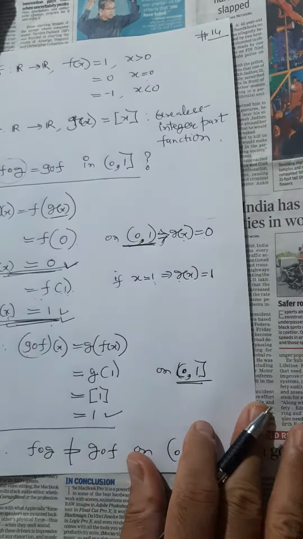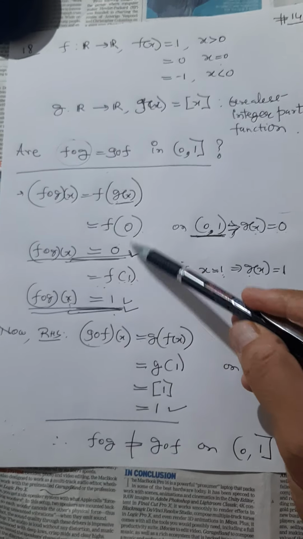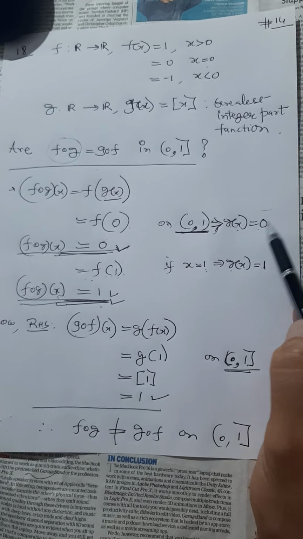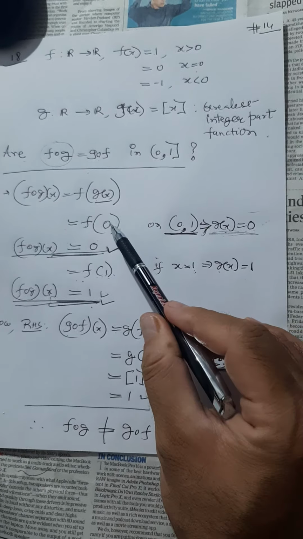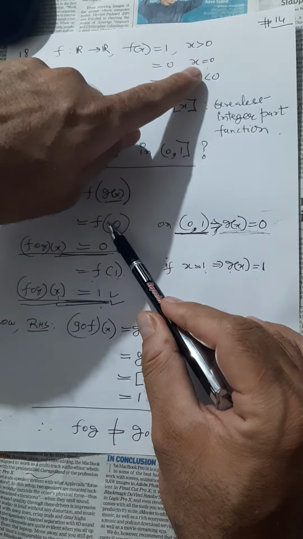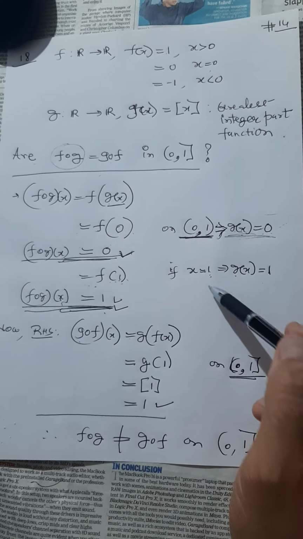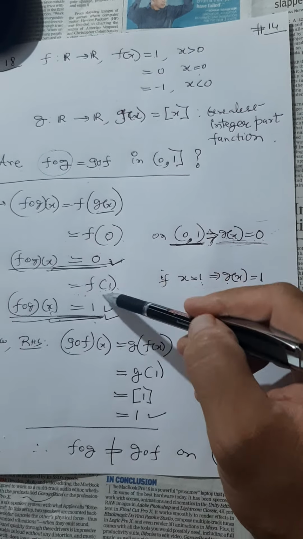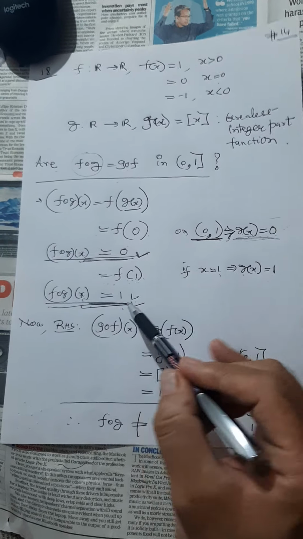I repeat one more time. Here only you need to see carefully. If you have open interval 0 to 1, then the value of the box function is always 0. You know it. Gx means box. So I have placed 0 here. What is f of 0? Look at here, it is 0. If x is exactly 1, closed interval 1 means 1 is there, then g of x is 1. What is f of 1? It is 1. So LHS takes two values, 0 and 1.